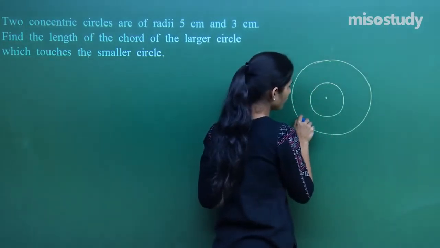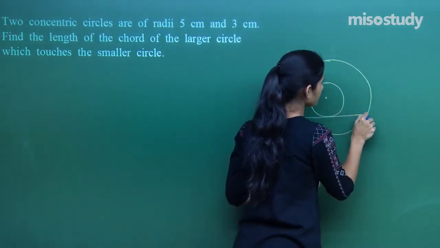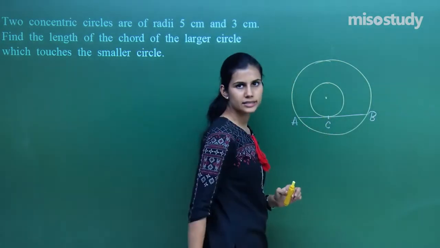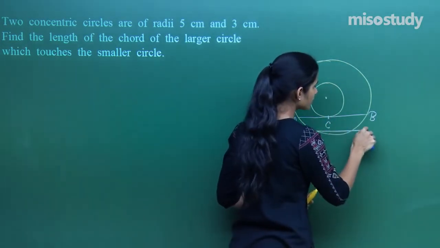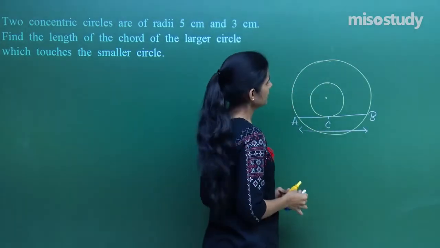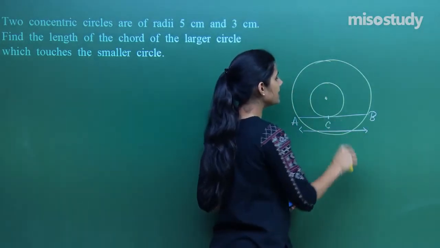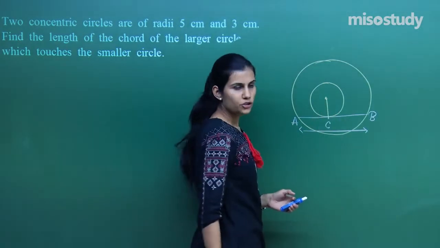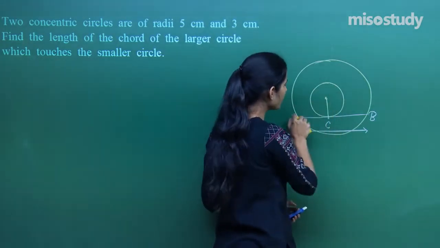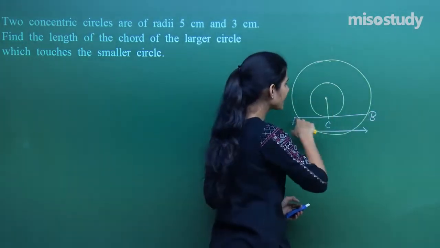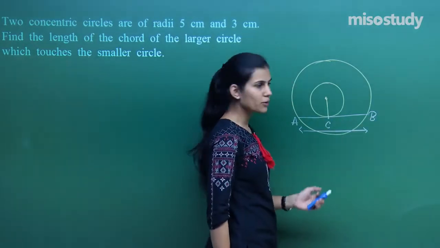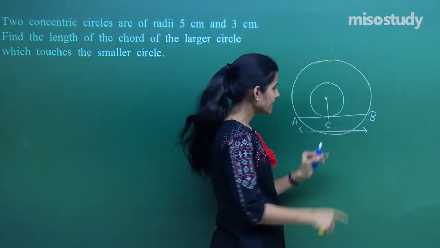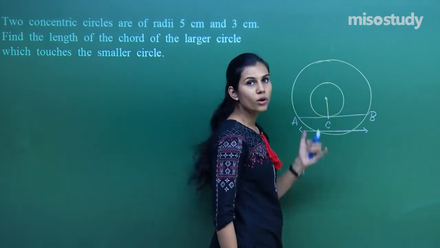So just make a chord of a larger circle which is touching the smaller circle. Say this is A, this is B, it is touching the smaller circle over here, say this is C. I have to find the length of this chord AB. Fine. Now see, this is the center of the larger circle as well as the center of the smaller circle. If I join this over here, you can clearly see, if you only look at the smaller circle and the AB chord, then AB is actually acting as a tangent to the smaller circle because it is only touching the circle at one point C. So the point of tangency is C, right? And AB happens to be tangent to the smaller circle.